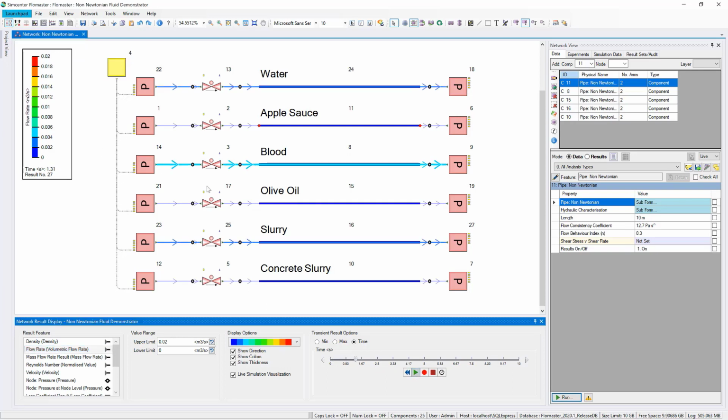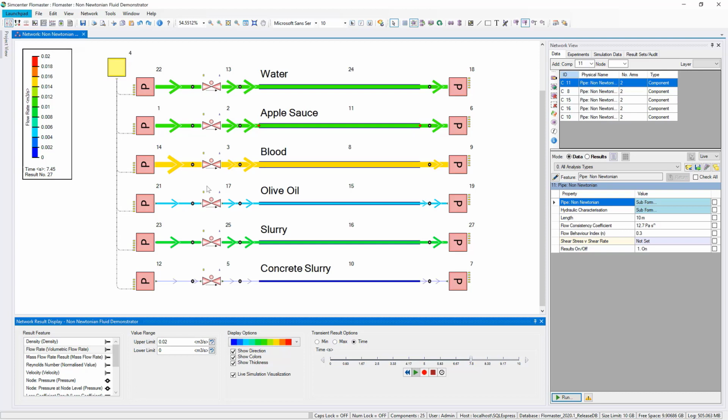If we look at the results of a study like this, we can see how the flow rates vary depending on the non-Newtonian fluid properties. So blood initially flows very quickly. It exhibits pseudoplastic behavior, which means it is shear thinning. Water has a linear behavior, as it is a Newtonian fluid. And the applesauce shows the opposite behavior, as it is a dilatant fluid, meaning that it initially resists the flow and then suddenly starts to flow quickly.